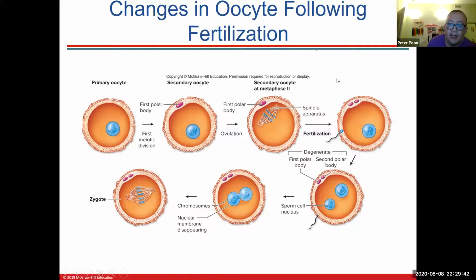You actually have a second polar body here, which is cool. This is kind of important if you're trying to look for genetic defects, because you can look at the second polar body and determine if that egg is actually what you want.